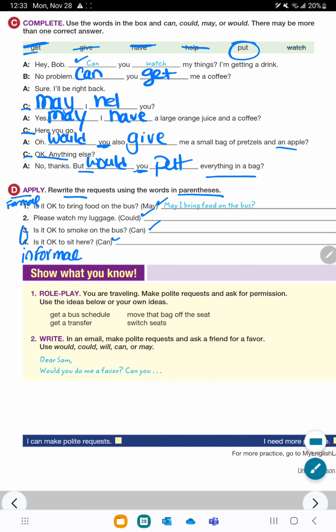So let's look at the question. Number 1 says, is it okay to bring food on the bus? We already know if you want to bring something to a bus, it is permission. We want to ask if we can do something. 2 says, please watch my bag. If I'm asking someone to watch my bag, that is a favor. 3, is it okay to smoke on the bus? We're asking if something is okay to do. That means we're asking for permission. And then number 4, is it okay to sit here? Again, we're asking if something is okay to do. We're asking for permission. All right.